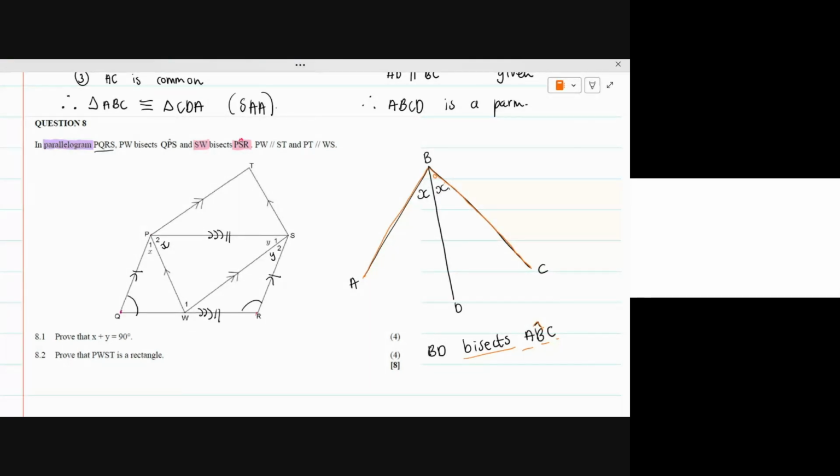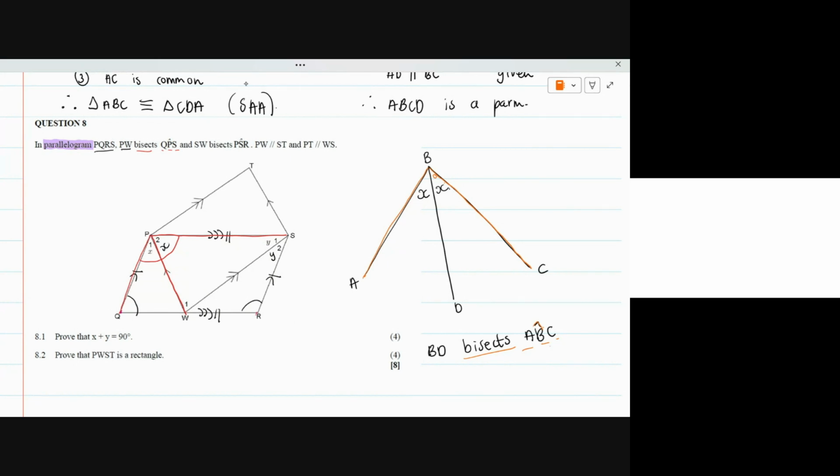And that's exactly what they're telling us in this particular question here. They say to us that the line PW, let's go and find PW. There's PW. PW bisects QPS. Now remember when we said ABC, let's map out QPS. There's QPS. Now that means that angle has been bisected. And if this side is equal to X, then this side must also equal X.